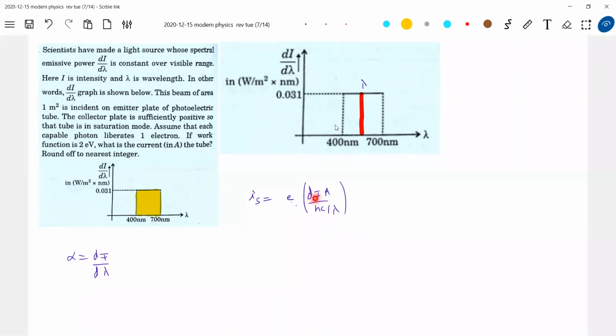This quantity is per second: the number of photons per second. Each photon will give 1 electron, so multiplying by the charge of the electron gives the current. So therefore the saturation current we can directly write here. Quantum efficiency, anything, that's what it is saying.